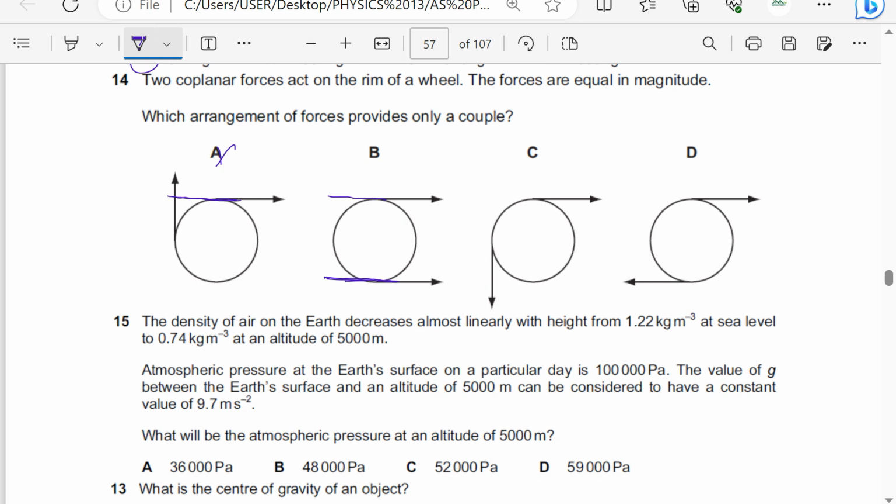For a couple, the forces must act in opposite directions. This one is out. This one, the lines of action will meet if we prolong them, so this is out. These ones, the lines of action will never meet and they're acting in opposite directions, so the answer is D.